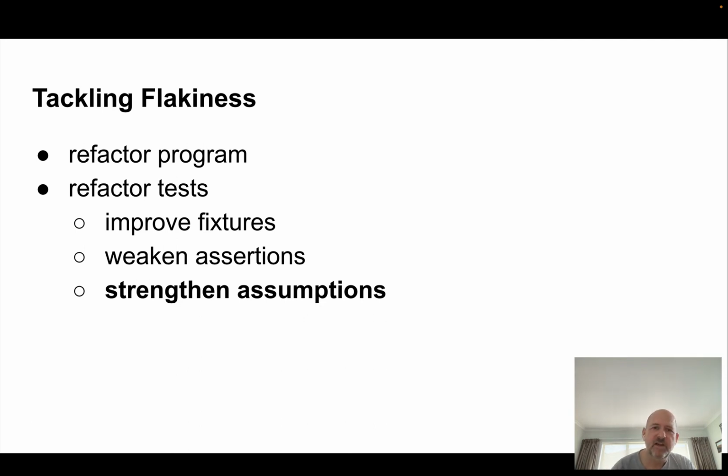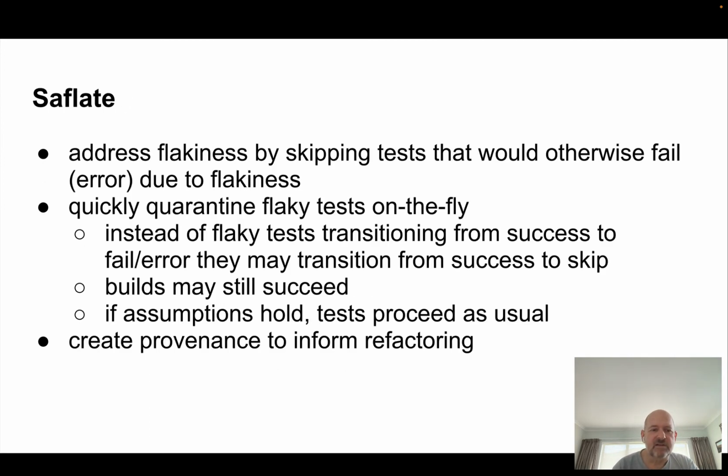And if you do this, then you have to deal with the skip state, because if you strengthen assumptions, it's more likely that assumptions are being violated, then you get more tests where the test run results in skip states. And that is where our framework comes in. We call it sufflate. And so we address flakiness by skipping tests that would otherwise fail or result in an error due to flakiness.